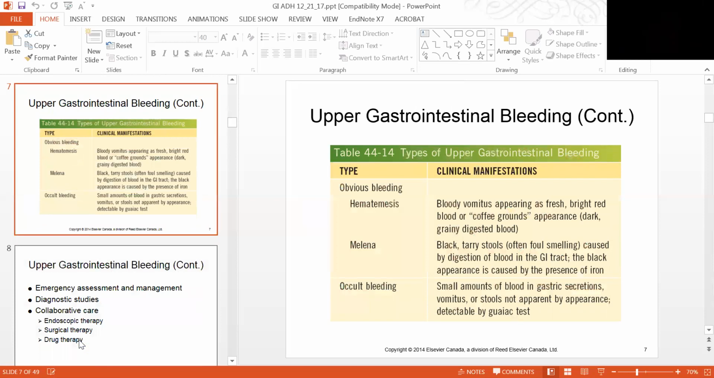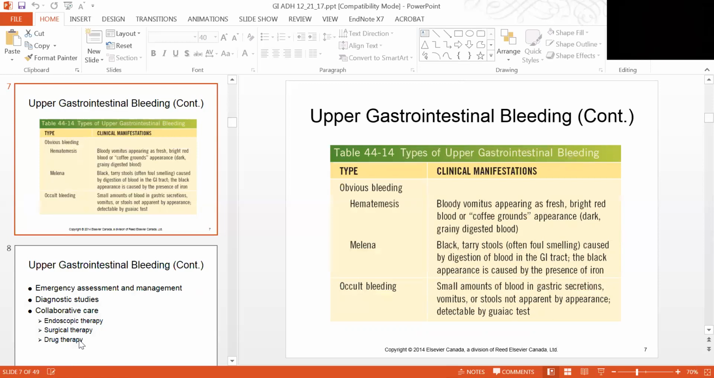So obvious bleeding would be hematemesis. If you see coffee ground emesis, it's digested blood, but equally as concerning, melena stool is when the blood is bleeding higher up in the tract. And I just want to contrast that with bleeding lower in the tract, which will be bright red bleeding coming from the rectal area, versus melena, which has that pungent odor, and it actually is black and tarry, often not formed stools, and then occult blood.